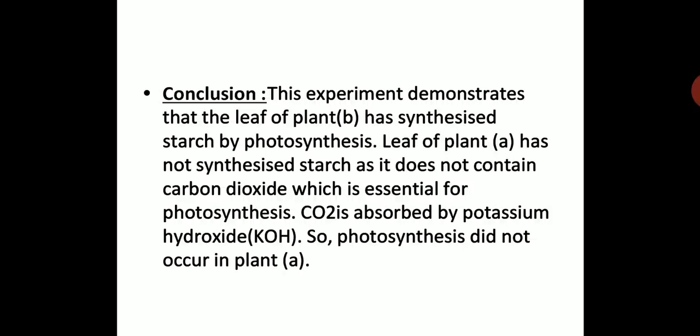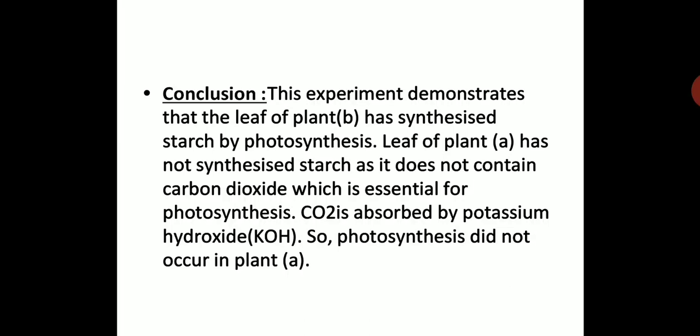So what was the purpose of potassium hydroxide? It is to absorb whatever remaining carbon dioxide is in the glass jar. It was absorbed by potassium hydroxide, so not a single amount of carbon dioxide was available. So when you keep potassium hydroxide inside, it will take away all the carbon dioxide and it will not be available, and the leaf will not be able to prepare its food, and therefore it remains colorless or pale green. So photosynthesis did not occur in plant A. So this is the conclusion.